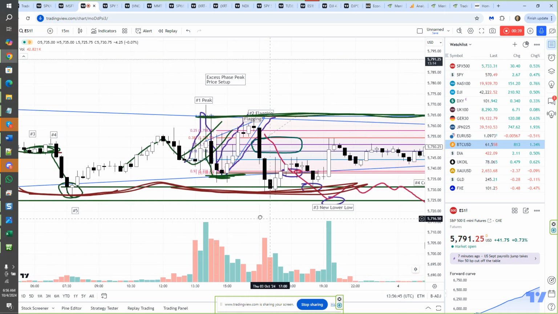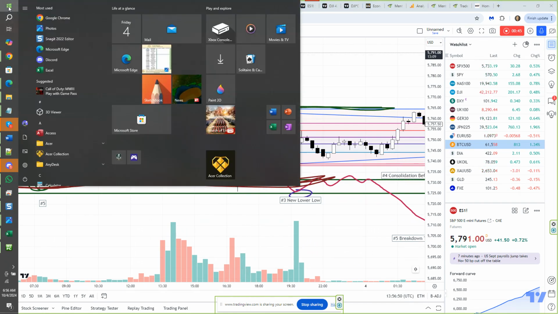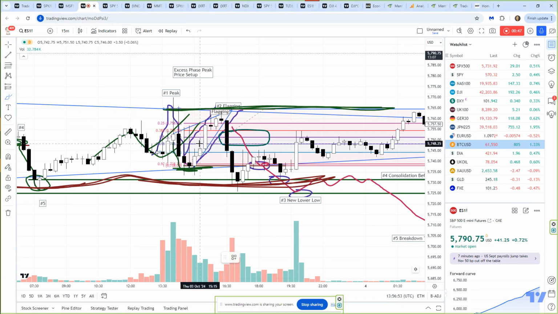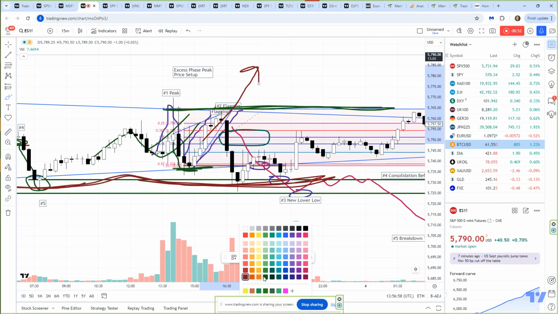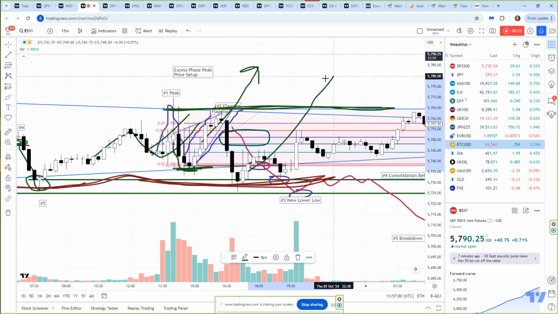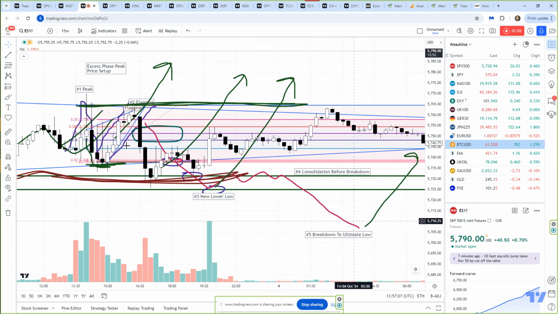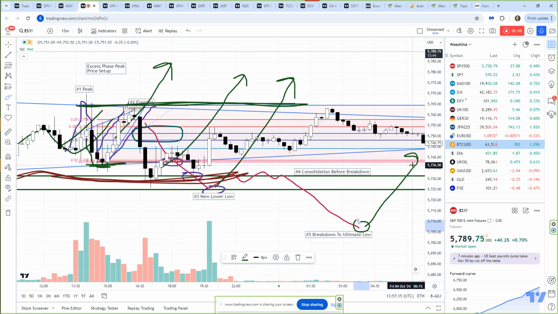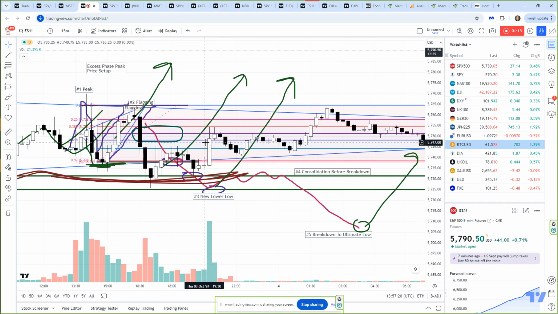I kept telling you and I warned you that price could invalidate at any point during these excess phase peak patterns. So understand that we could have had invalidation here to the upside, or we could have had invalidation here to the upside, or here, or even way down here, which would have been the end of the pattern and would have likely rolled higher anyway. But what we really had was this rolling peak.